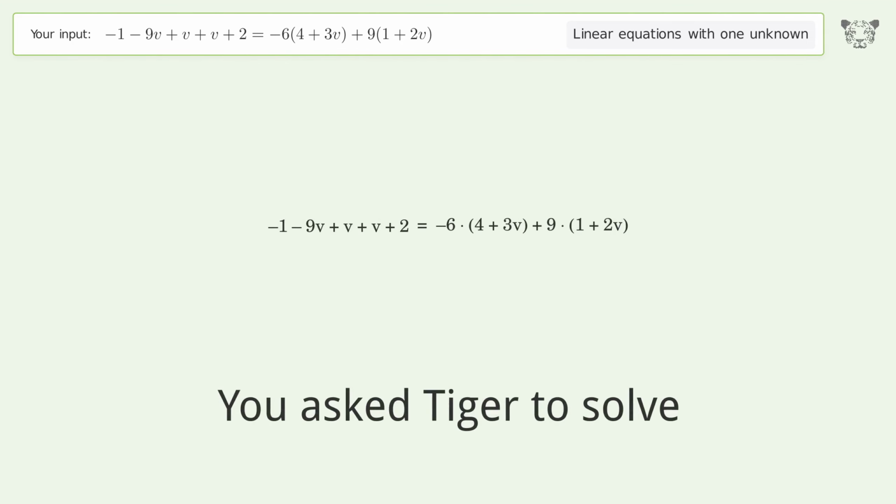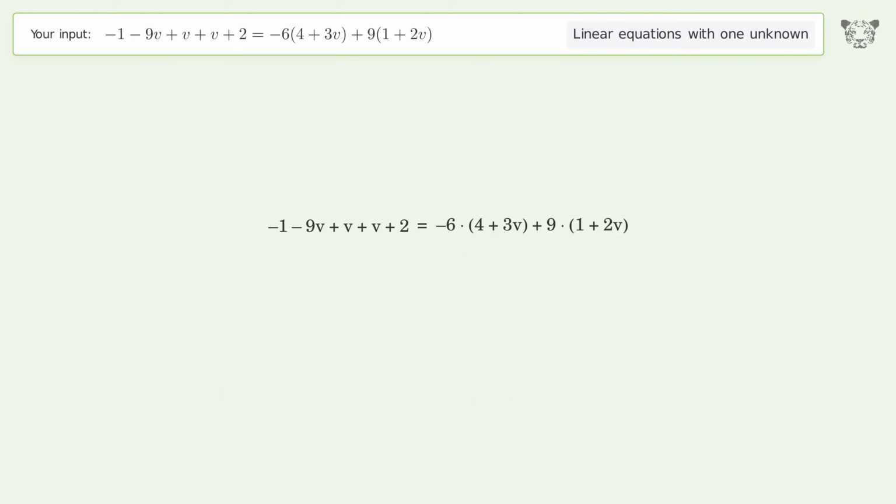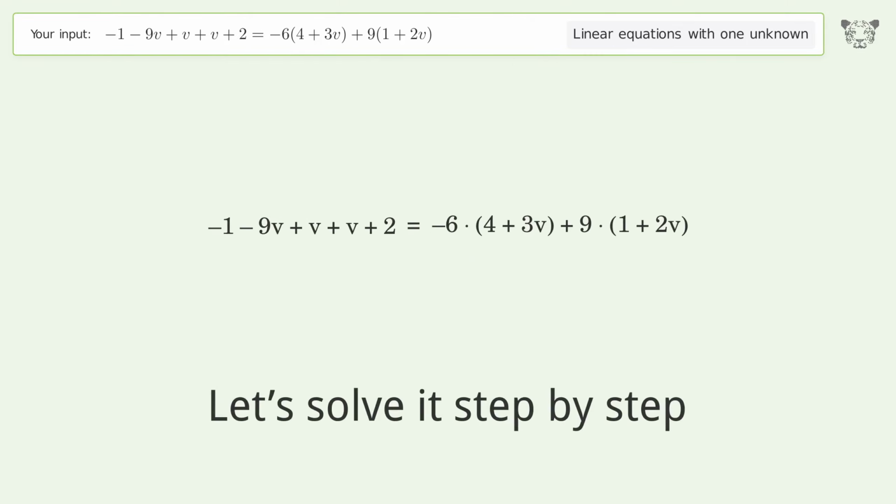You ask Tiger to solve. This deals with linear equations with one unknown. The final result is v equals 16/7. Let's solve it step by step.